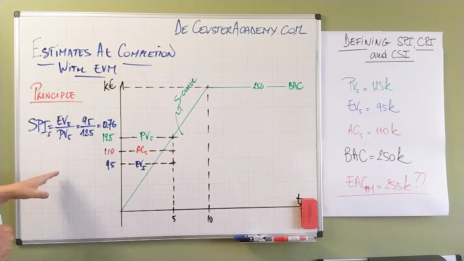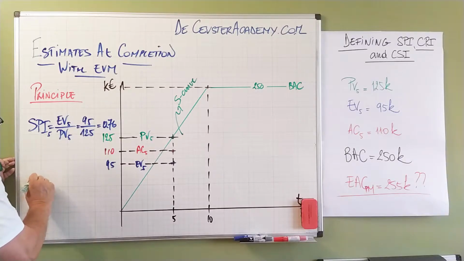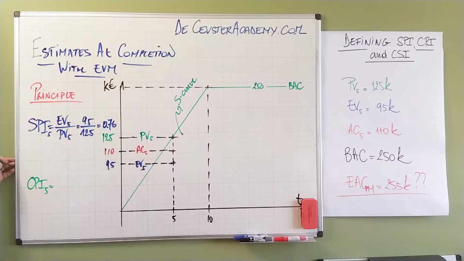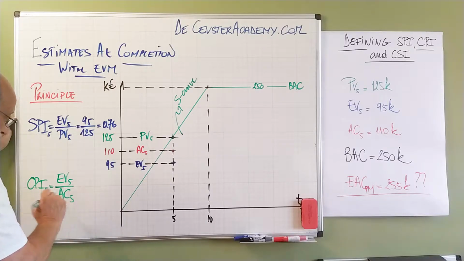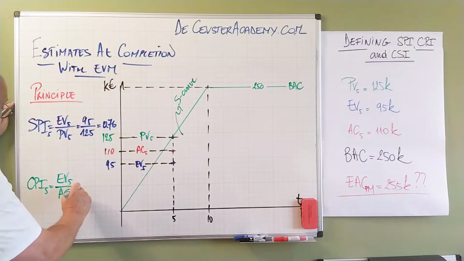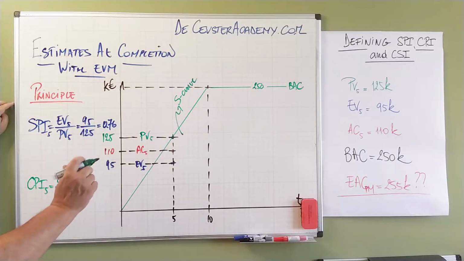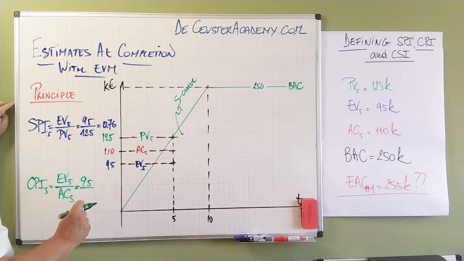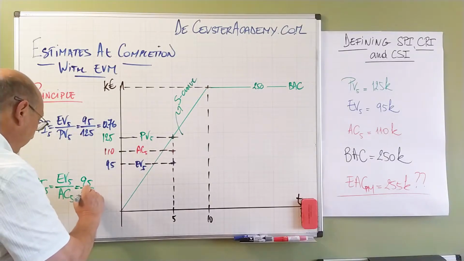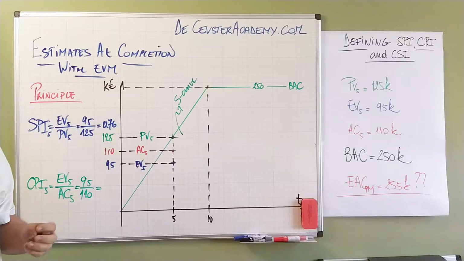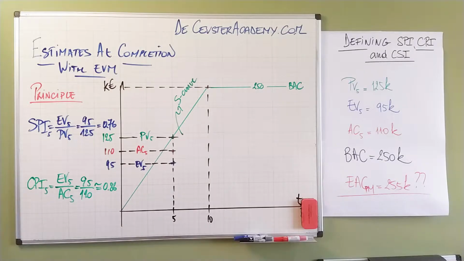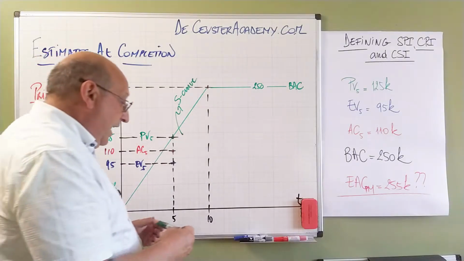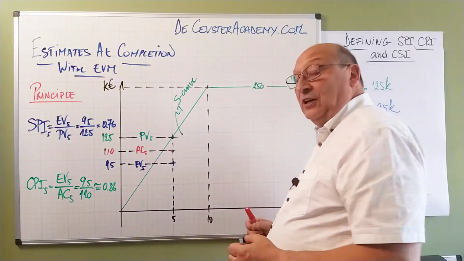Now let's calculate the CPI. The CPI also at period 5. The definition of the CPI is the earned value at period 5 divided by the actual cost at period 5, and we replace this by the values. So we have 95 divided by the actual cost, which is 110, which gives us a value of approximately 0.86. So these are the SPI and the CPI values, and based on these we can now calculate the CSI.